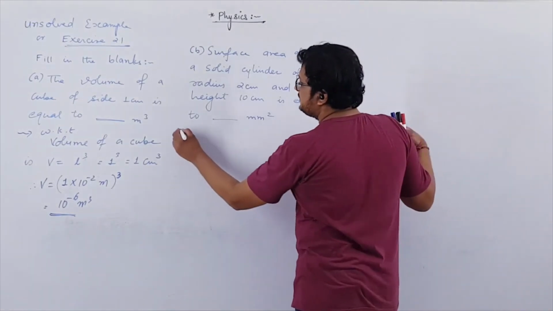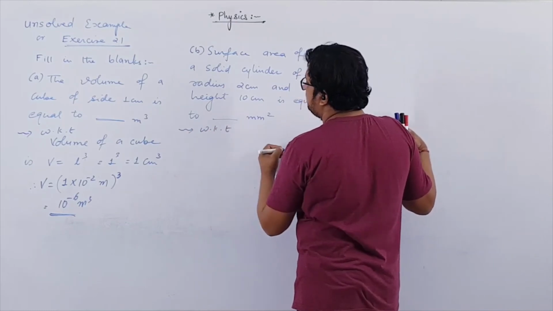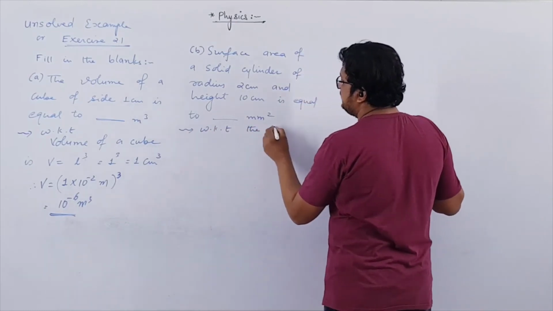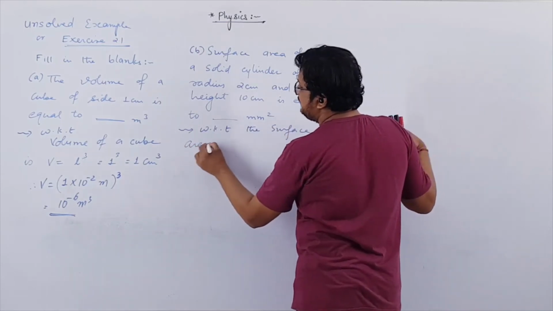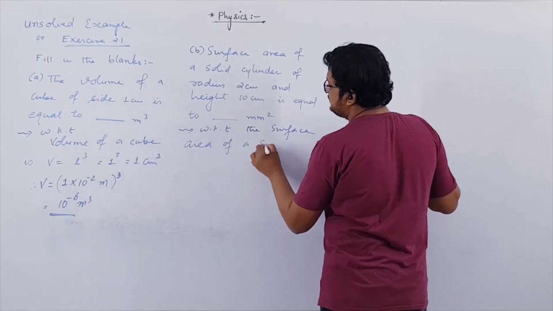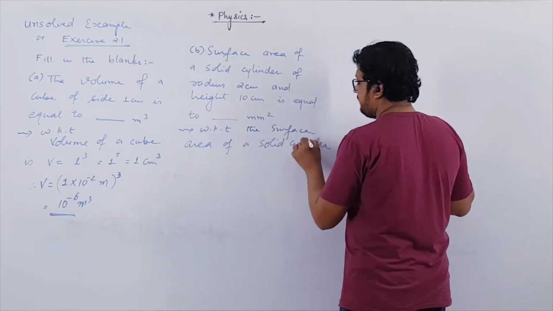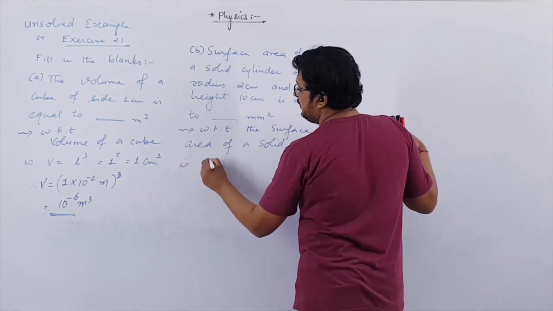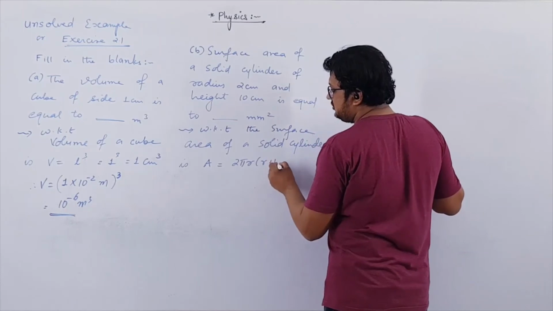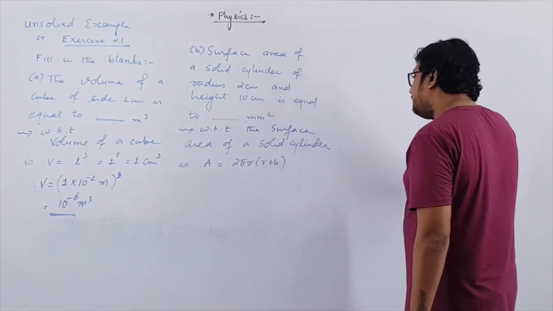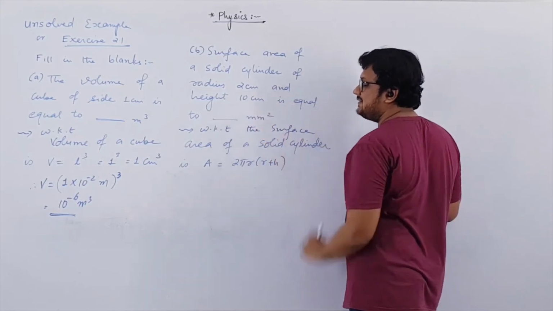So area of cylinder, we know that the surface area of a solid cylinder is, formula for area is A is equal to 2 pi r into r plus h. Remember, we want here area in mm square, millimeter square, and the given data is in centimeter.